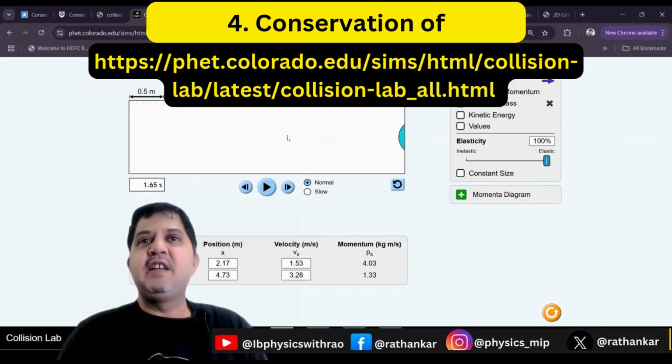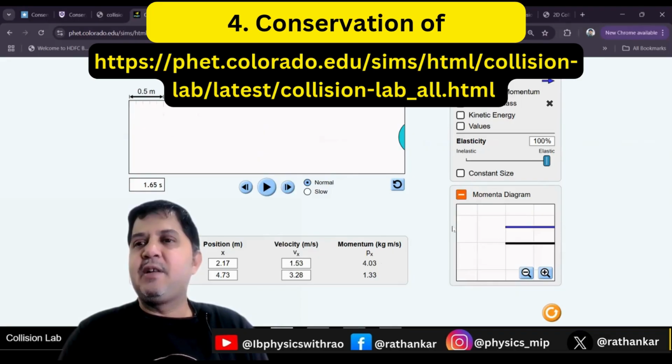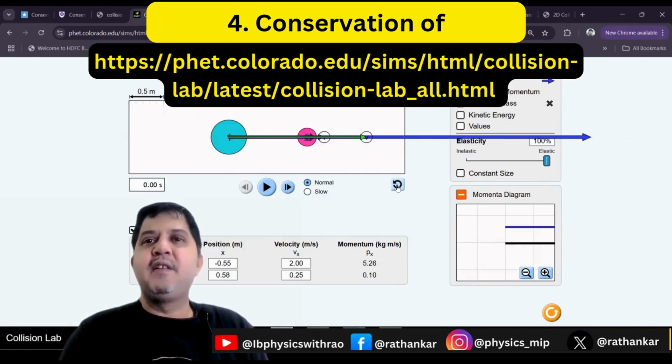Okay, let us move on to the next one. This is quite easy, but if you click on the momentum diagram also, it shows you how the momentum was before and after, which is shown over here. You can also look at the change in momentum. Reset this. You can get the change in momentum, and you can get the value of the center of mass, which is given by x over here.